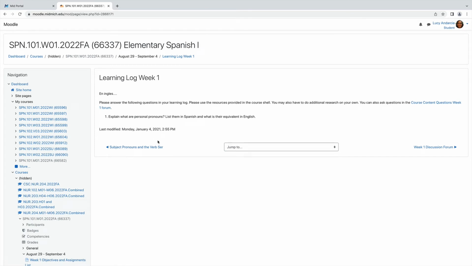the log, and it says, please explain in your own words what personal pronouns are. List them in Spanish and what's the equivalent in English. I want that you, after you read your book and after you see the video, after you practice, you tell me with your own words, what is that for you? Because that's what I want to know, if you really understand.